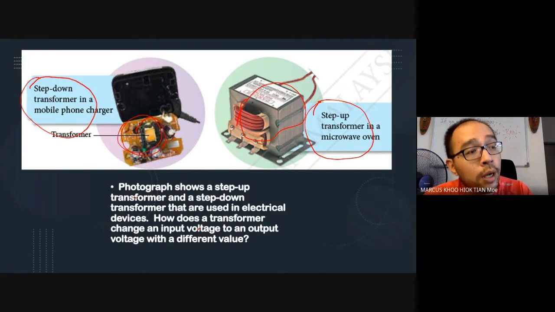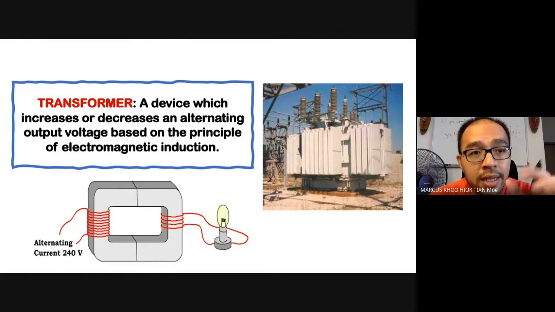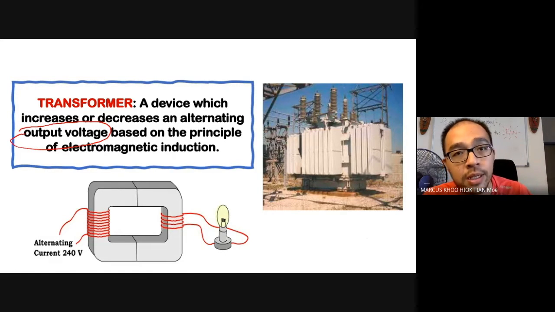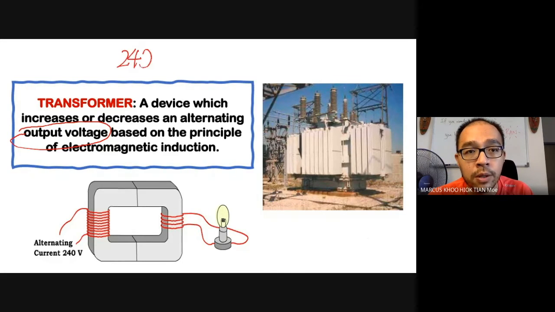So how does that 240 become 6 volts? And that's where the transformer comes in. So a transformer is a device that increases or decreases an alternating output voltage. That means benda yang masuk, our standard over here in Malaysia, our voltage yang masuk is usually about 240 volts. Our standard input voltage lah is 240 volts.